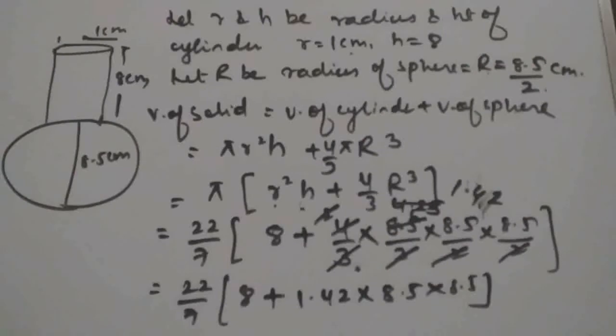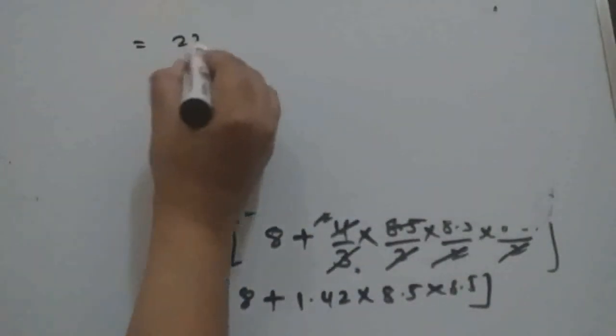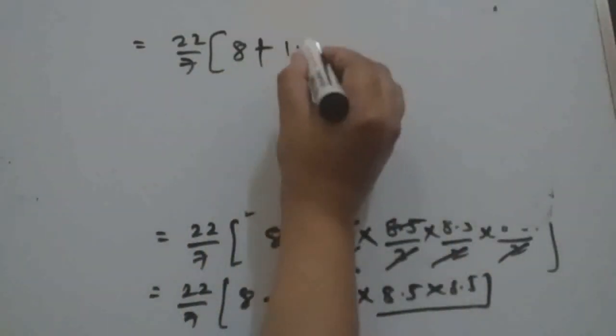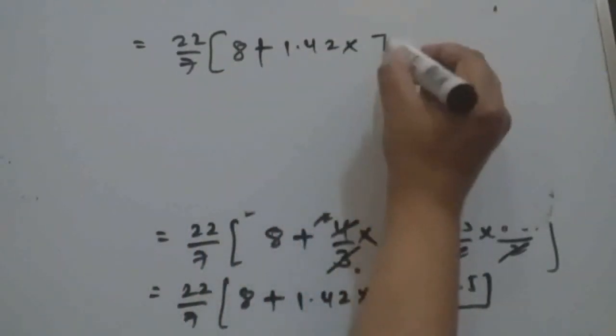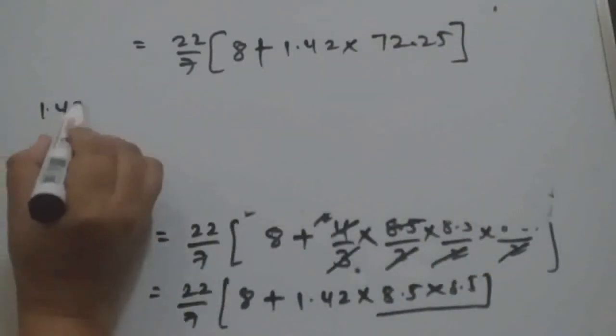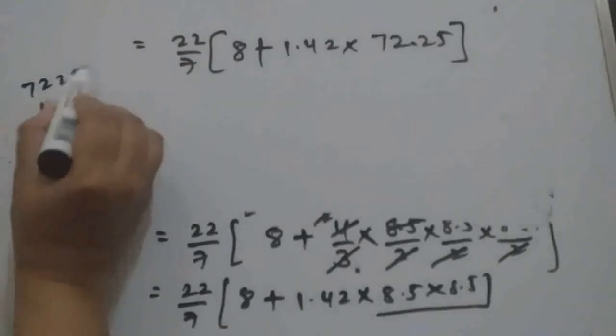Okay. Now we will solve this further. See 8.5 square, isn't it? So that will give 72.25. So now we can multiply this one, 7225.